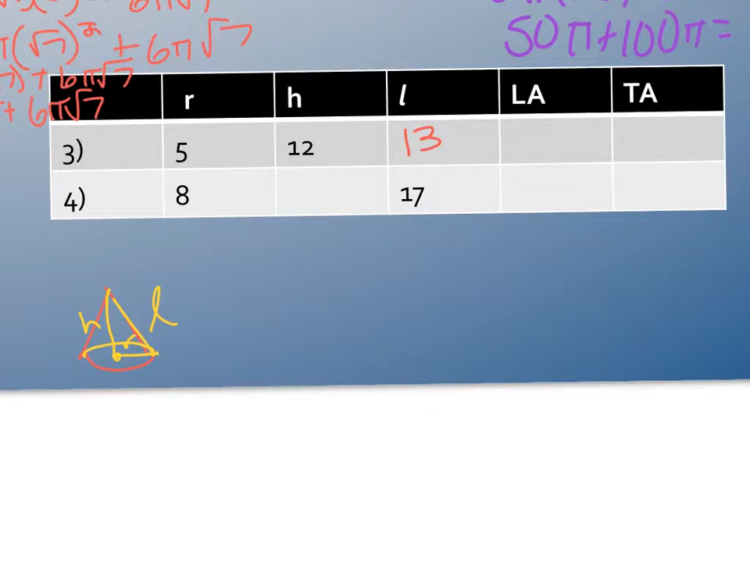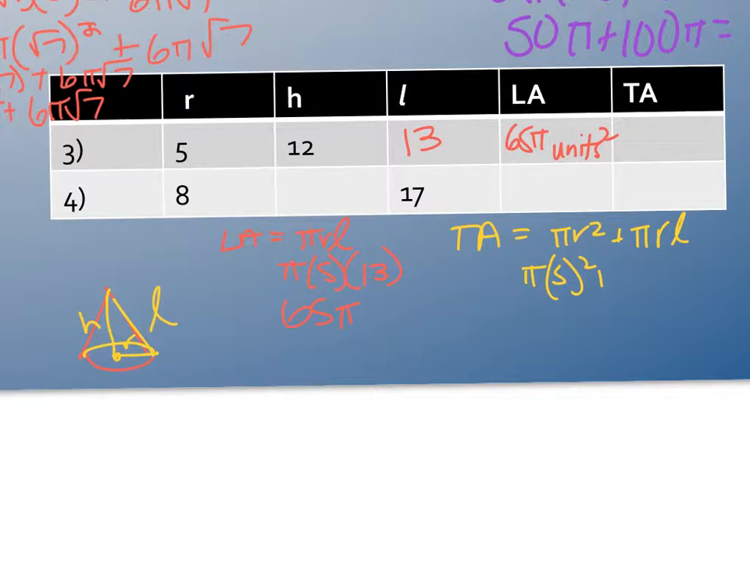And then lateral area for a cone, we just said, was pi r L. So pi times 5 times the slant height, which is 13, is 65 pi. And then total area is pi r squared plus pi r L, or pi r squared, r being 5, plus the lateral area, which is 65 pi. So I get 25 pi plus 65 pi, which is 90 pi.